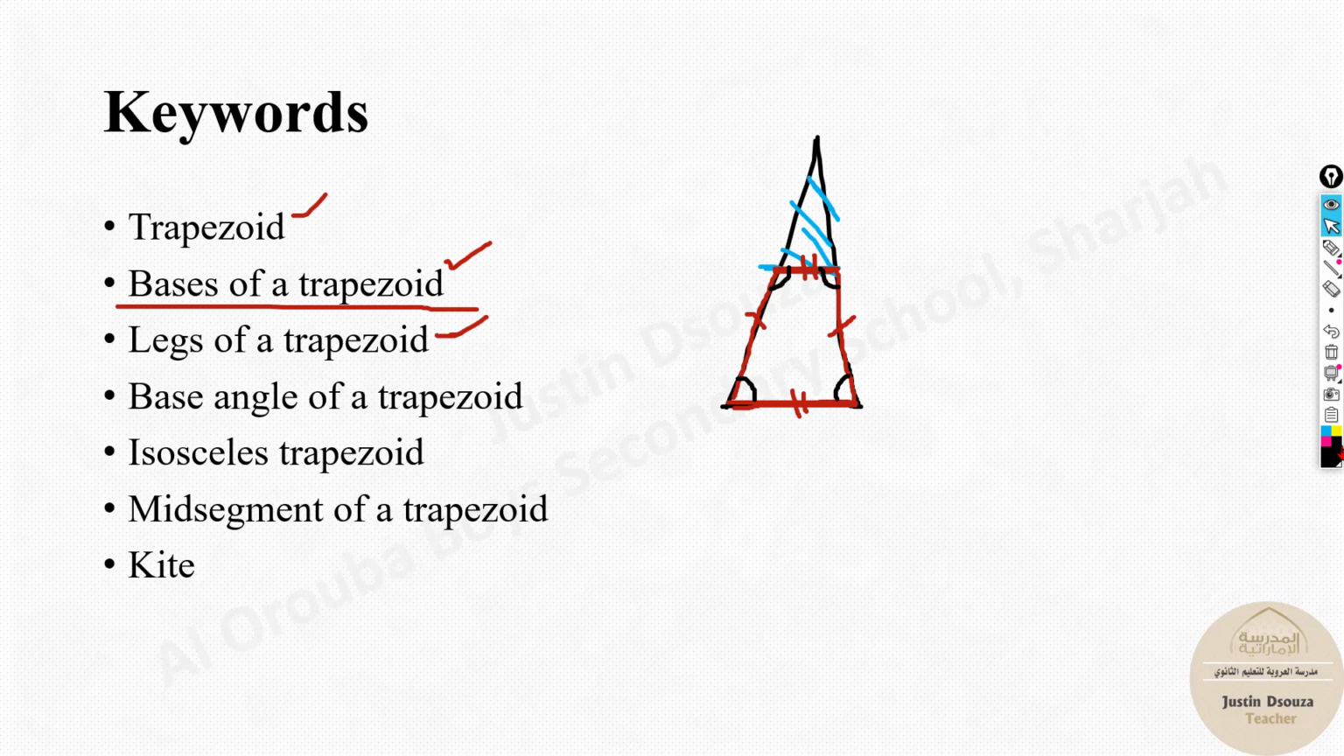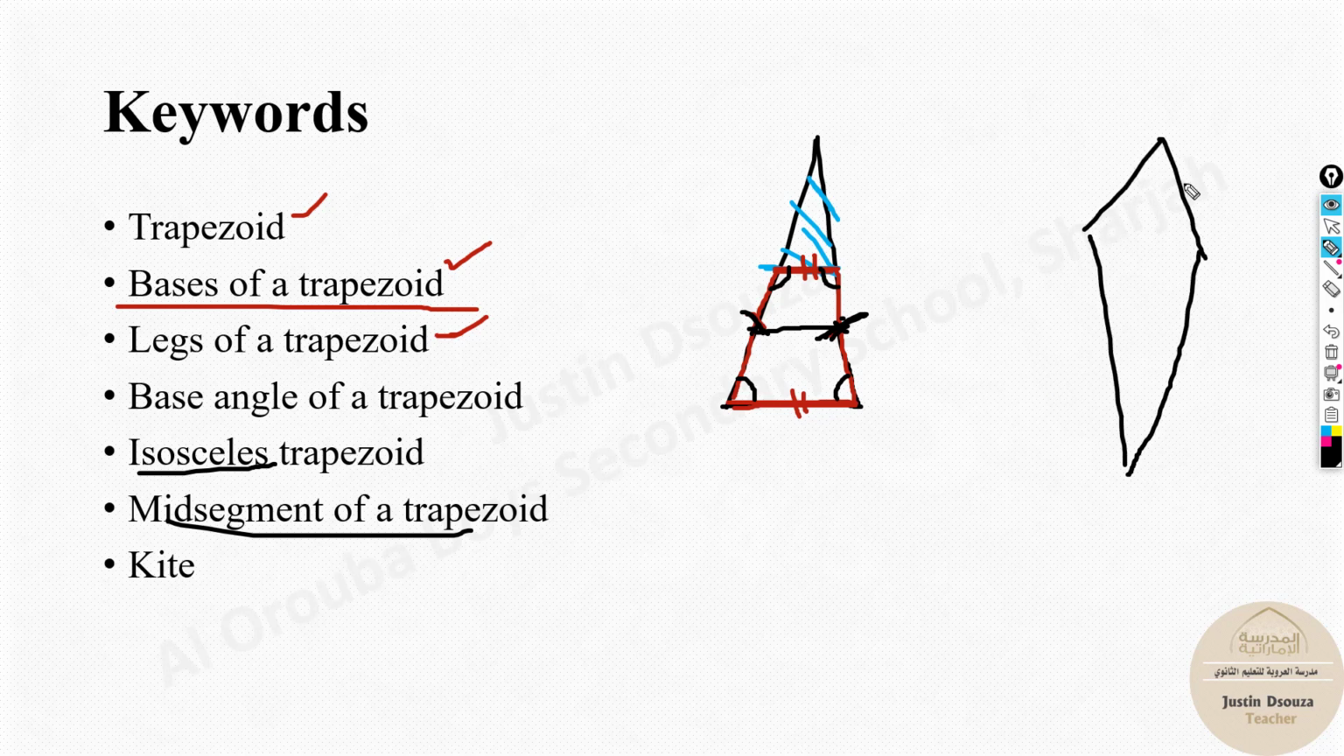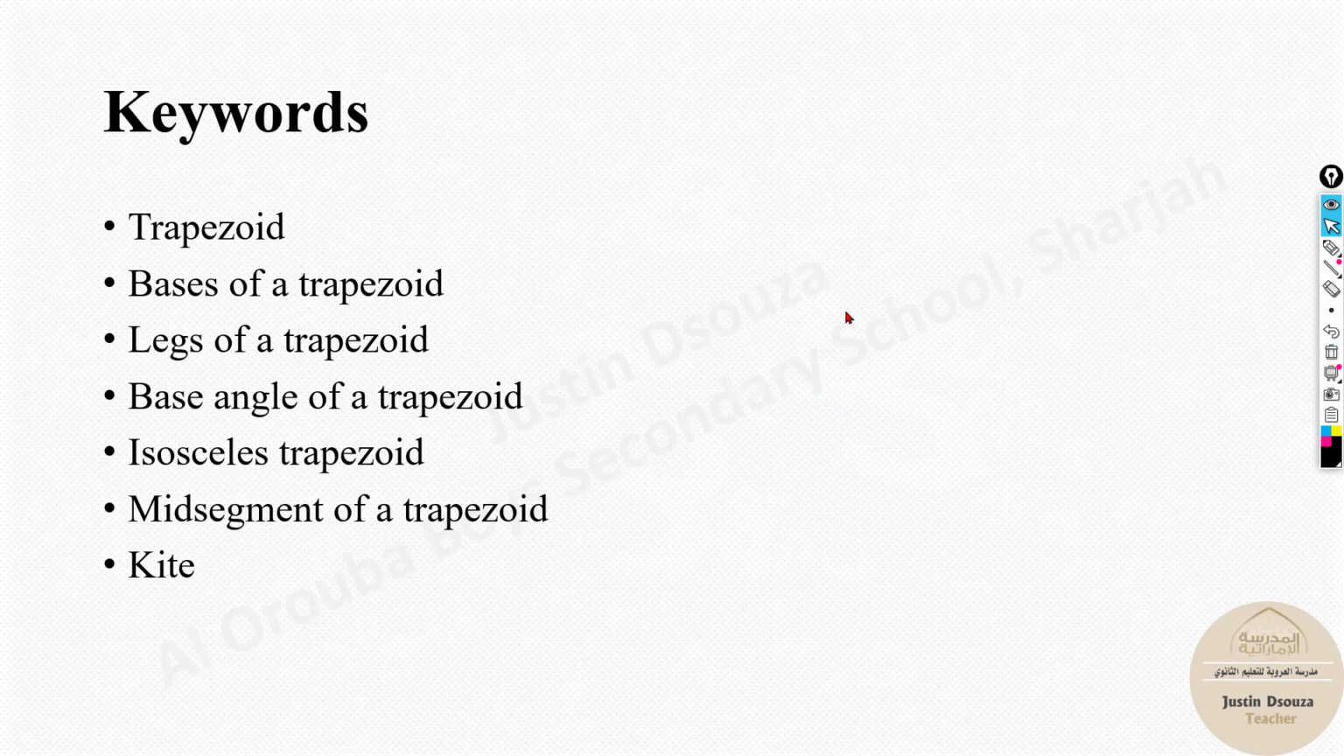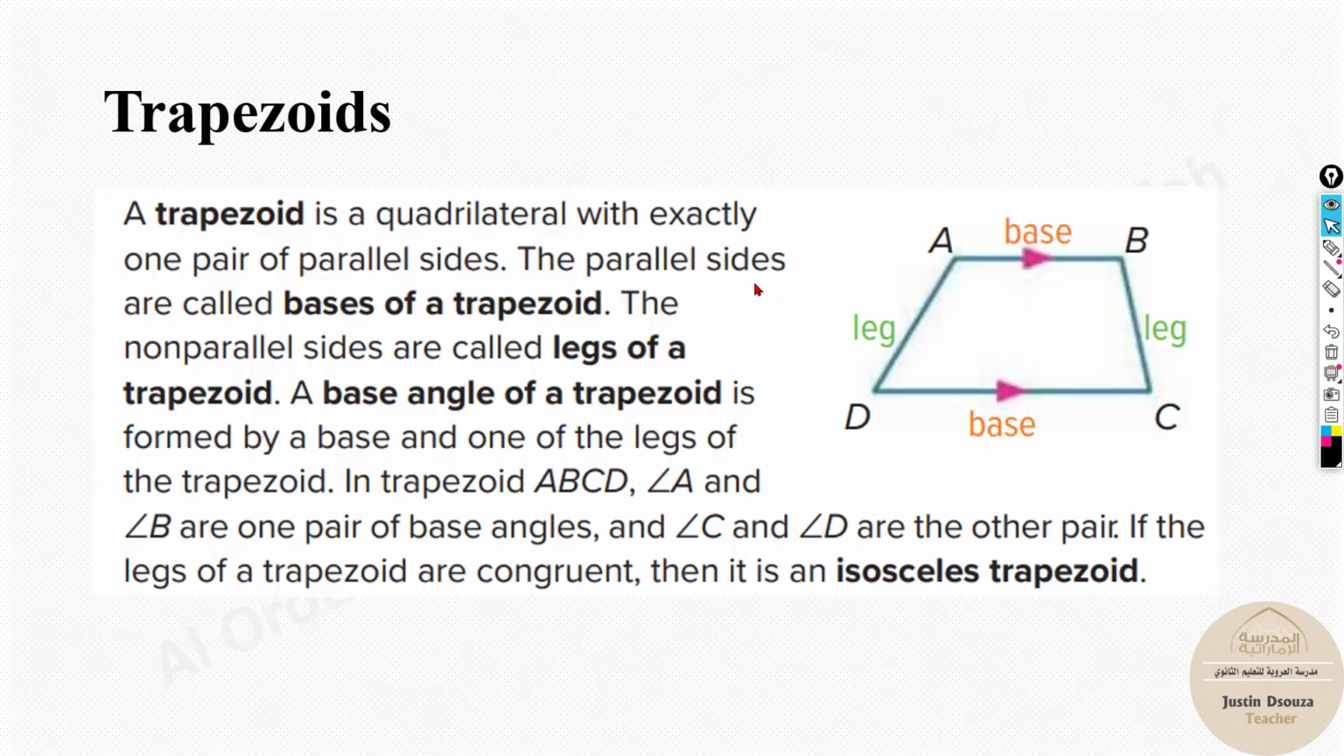And an isosceles trapezoid is the one whose legs, can you see this side and this side, if they are equal, then it's isosceles. A mid-segment is a line from the middle of this leg to the middle of this leg. And if I draw something like this, that's a mid-segment. We'll come to it in detail. And kite, as you might have seen kite flying, see like this. Okay, that's a kite. We will see all this in a while. First, let's look into trapezoid.